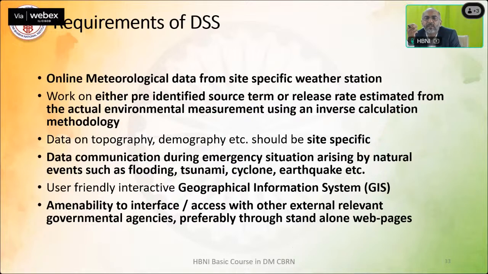I will discuss specifically on the source term in the coming slide. This itself is a hugely important area, as mostly the larger uncertainty in all of these models is actually with the source term estimation. Of course, weather prediction is also a major thing, but source term has its own challenges. Then data on topography, demography, etc., which is needed for site-specific or location-specific, for accident-specific decisions, and communication during emergency situations arising from natural events such as flooding, tsunami, cyclone, earthquake.